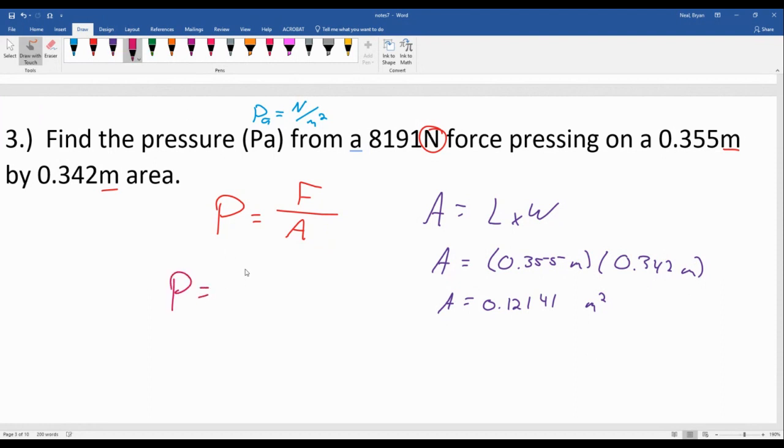So the force has been sitting in the question the whole time. That's there in newtons, the area we had to go find, but we've got that now. Remember that newtons divided by square meters is the definition for pascals. So that's automatically going to work out. Dividing these, we get 67,465.61, which seems like this would be a really big pressure because it's a big number.